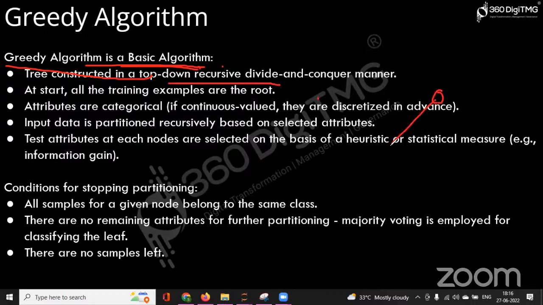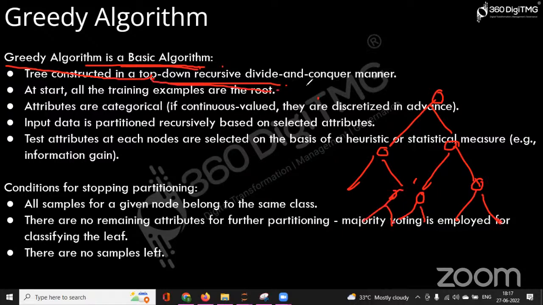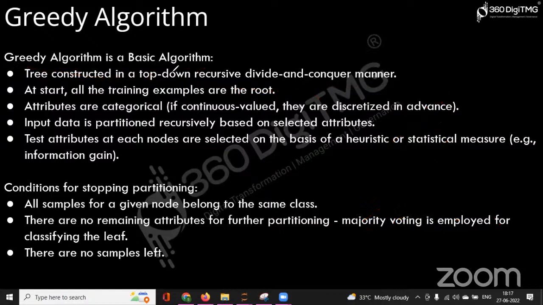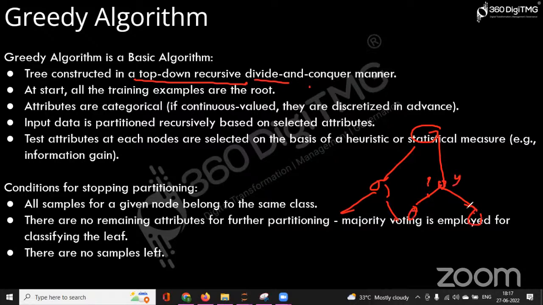The tree is structured in a top-down recursive way. Since we are calculating everything in a top-down manner, it is called a top-down recursive divide and conquer manner. So we will be dividing the whole thing, and then we are finalizing the result. We are dividing based on yes or no cases, and then we are coming up with one inference, or you can say final output. That is why it is called a divide and conquer manner.